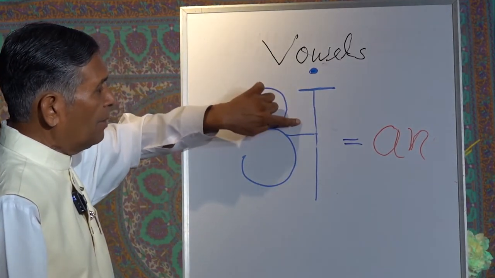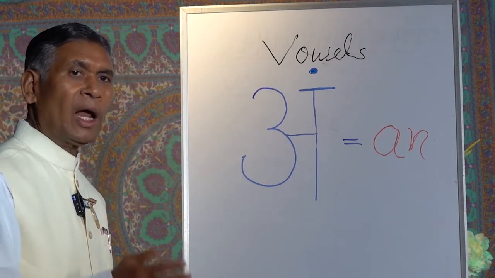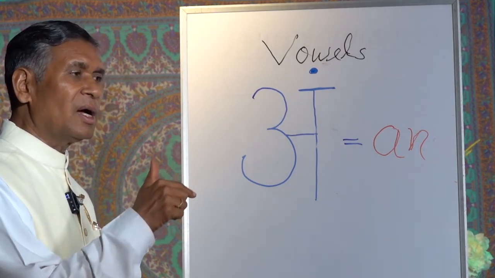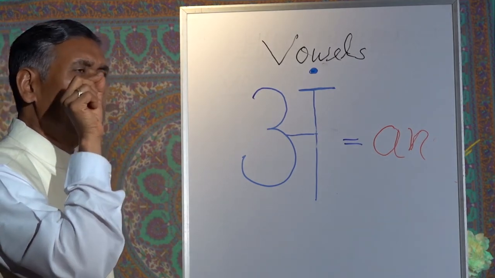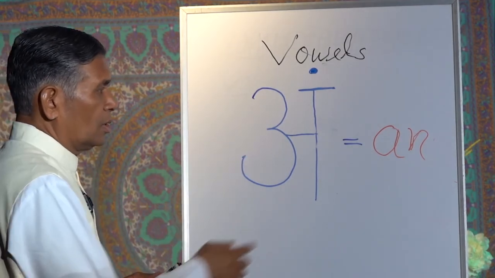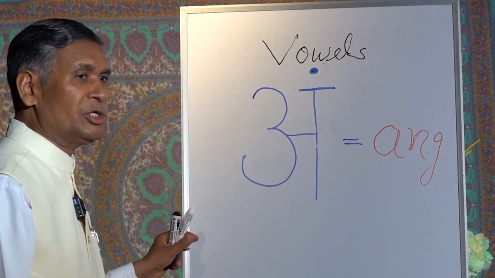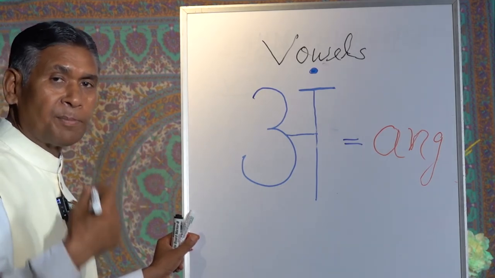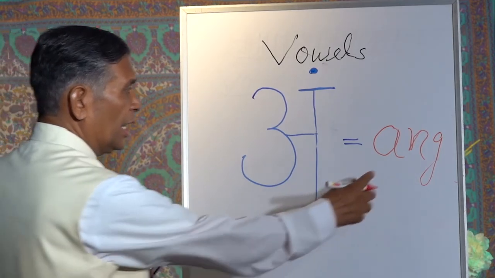This dot above the A will be an or ang, both, somewhere ang, somewhere an. Like kan, kang, we say kang. Ang, it sounds like A n with a little g, you can say A and g, like ang, and somewhere an. Like angreji, satsang, there is ang, ang means part of the body. So that is also ang.